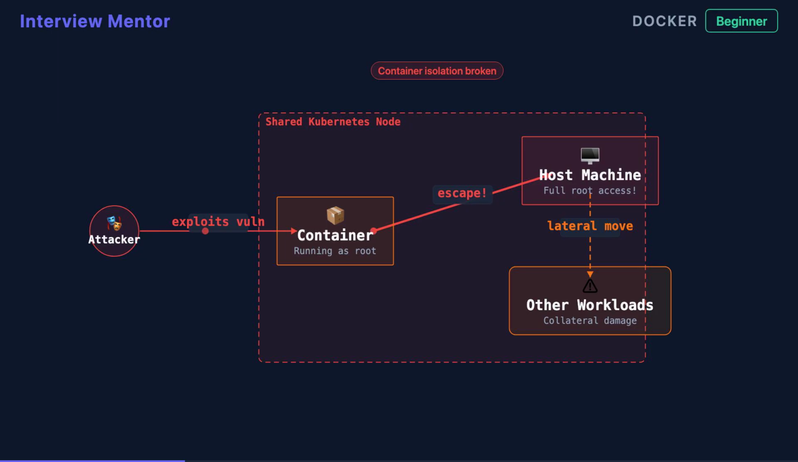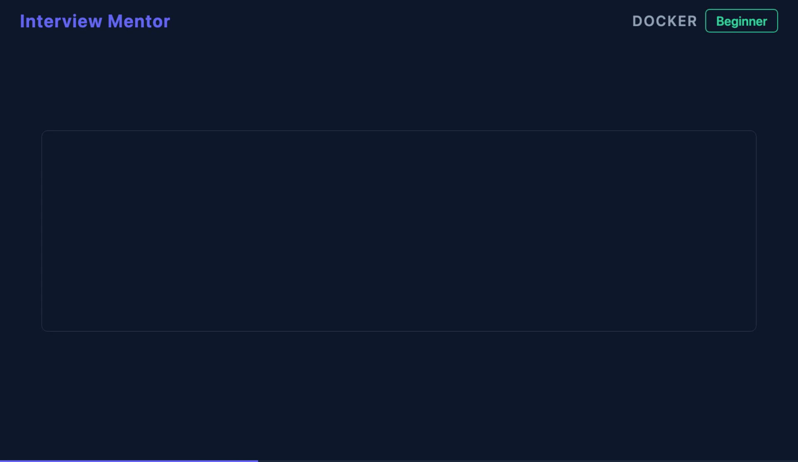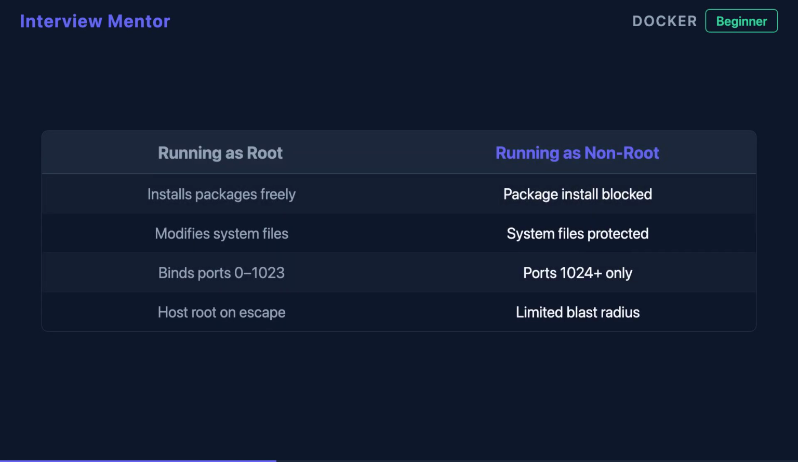In multi-tenant environments like Kubernetes clusters, one compromised container could affect every other workload on that node, potentially cascading across your entire infrastructure. The principle of least privilege states that every process should have only the minimum permissions it needs to function, nothing more. Root violates this completely.